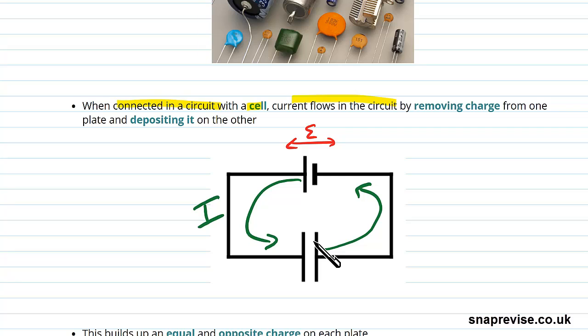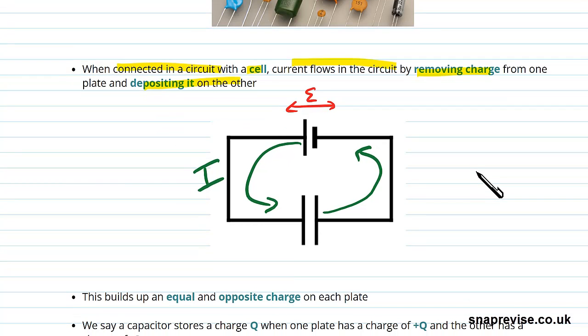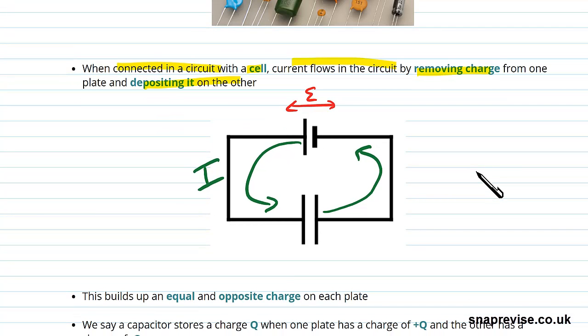But what's actually happening is that it's not that a charge here is going all the way around the circuit. What's happening is a charge is going here, being stored on this plate, and then it's removed from this plate and carries on going back to the cell. So the way current flows in the circuit is by removing charge from one plate and depositing it on the other plate. So we remove charge from this plate and deposit it on this plate. So what that's going to do is build up an equal and opposite charge on each plate.